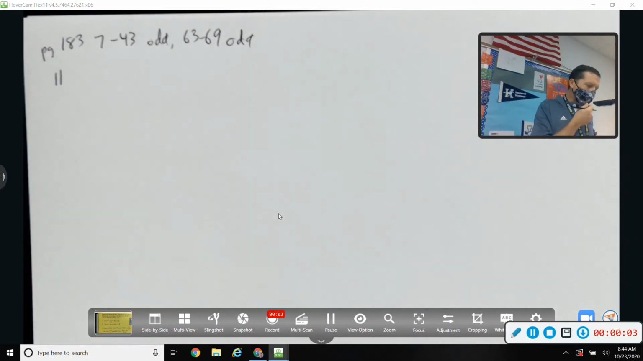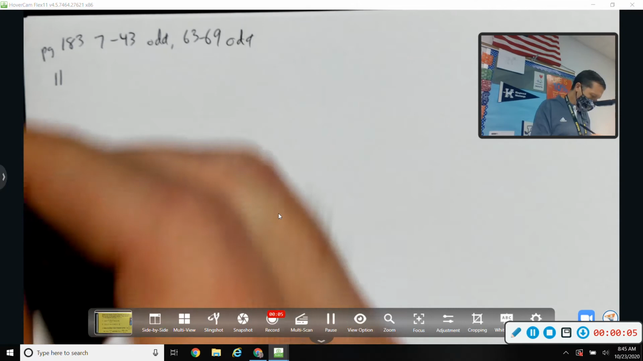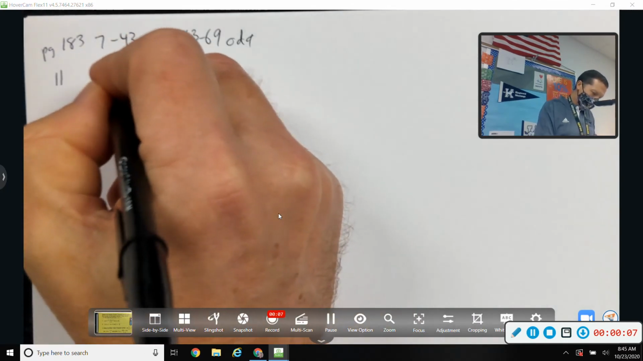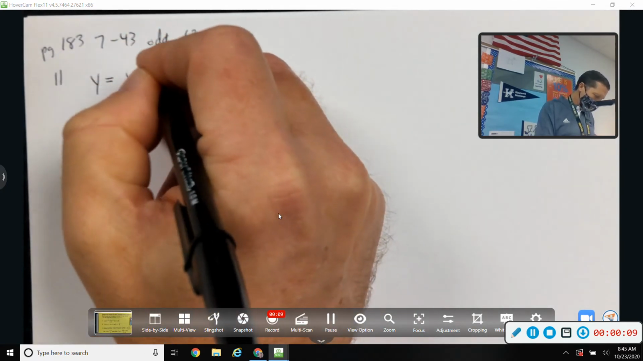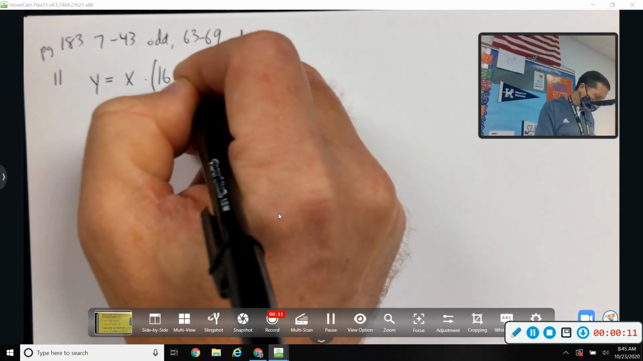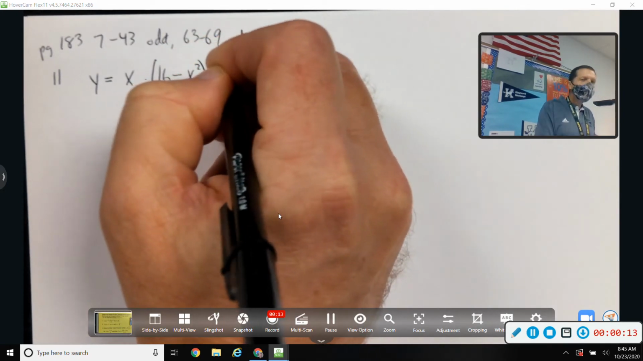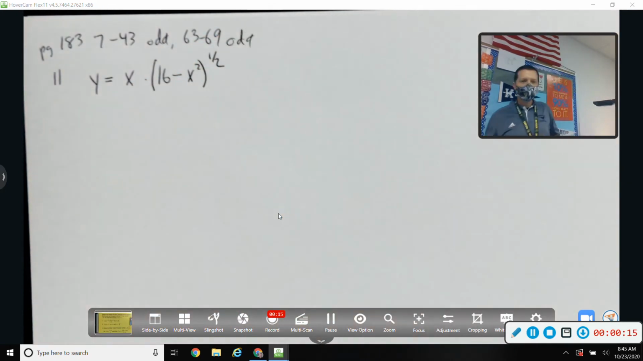All right, page 183, number 11. I'm going to rewrite that as 16 minus x squared to the 1/2, because I bet I'll have to take a derivative. I haven't even read the directions yet. Identify the open intervals on which the function is increasing or decreasing.